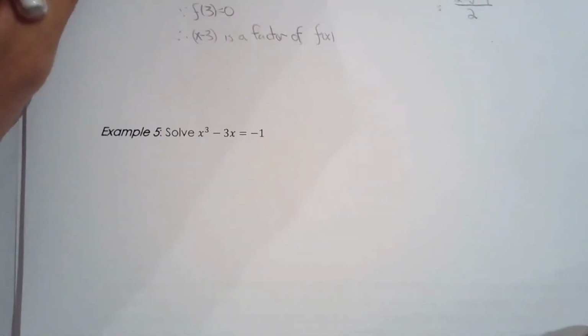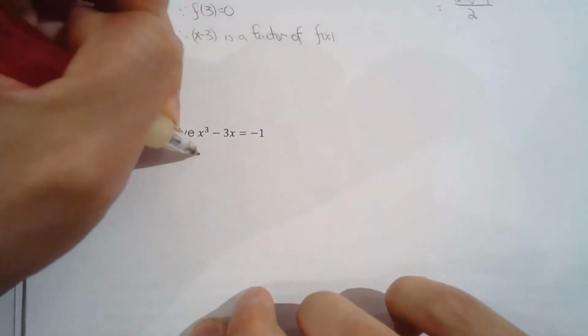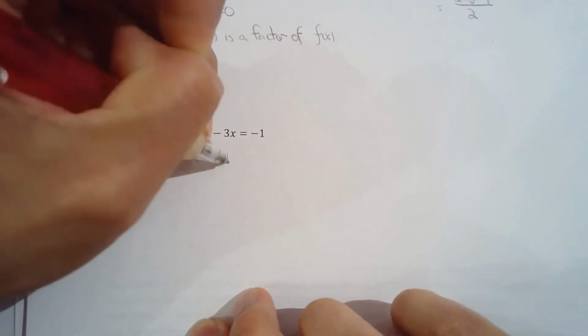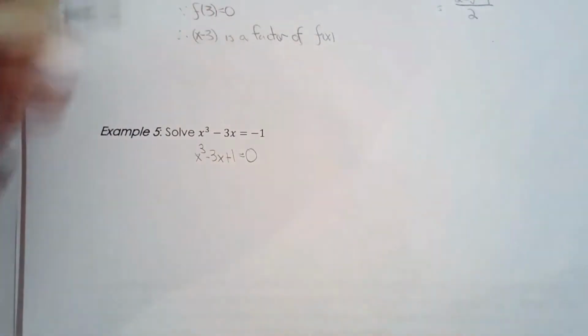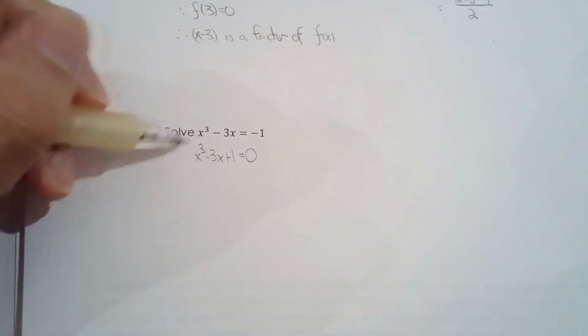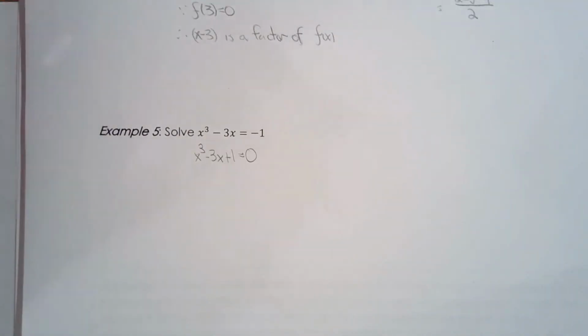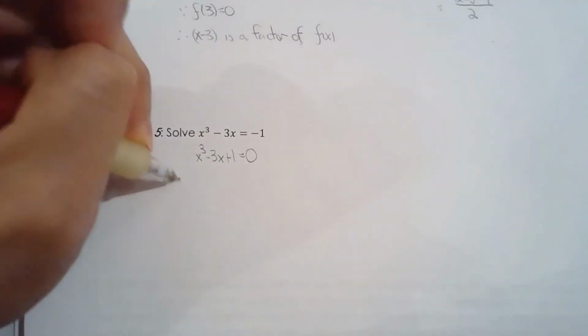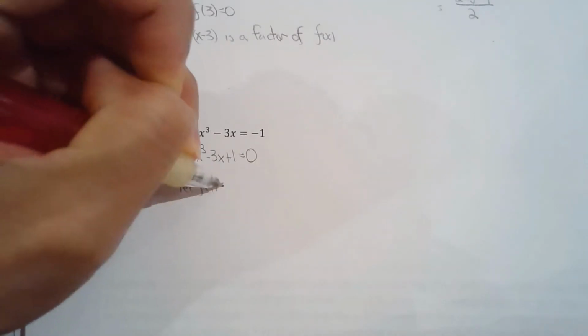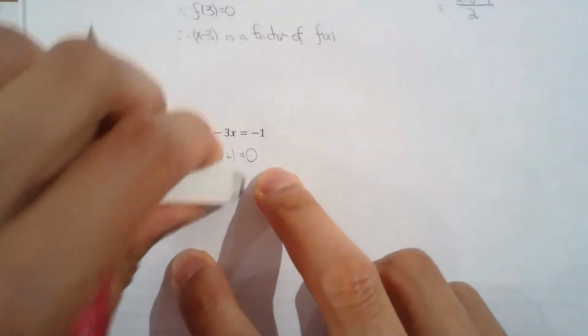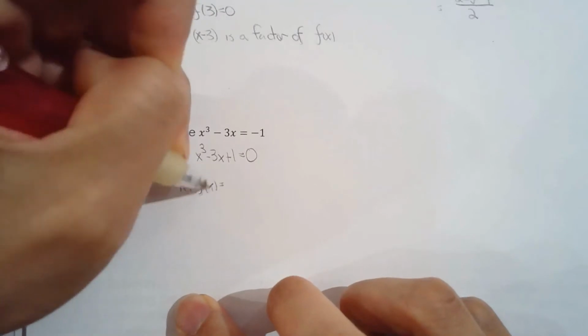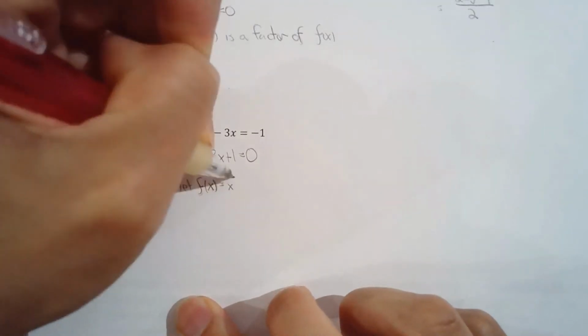Okay, let's go. Let's try example 5 here. X cubed minus 3x plus 1. I like to give this question because students get really excited. They see a leading coefficient of 1. They see a constant term of 1. Like, yeah, the possible zeros are plus or minus 1. But I give this question on purpose because you'll see it's actually not as good as you think it is.